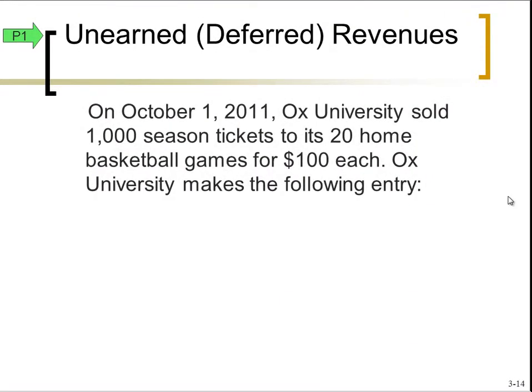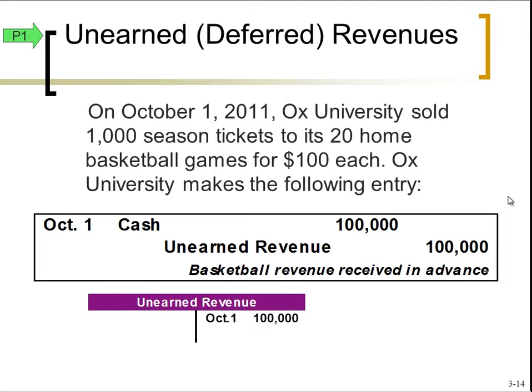So for an example, on October 1st, 2011, Ox University sold 1,000 season tickets to its 20 home basketball games for $100 each. Ox University makes the following entry. We debit cash for that $100,000 that we received, 1,000 season tickets times $100 each, and we credit unearned revenue for $100,000. It's a liability. So keep in mind there are 20 games.